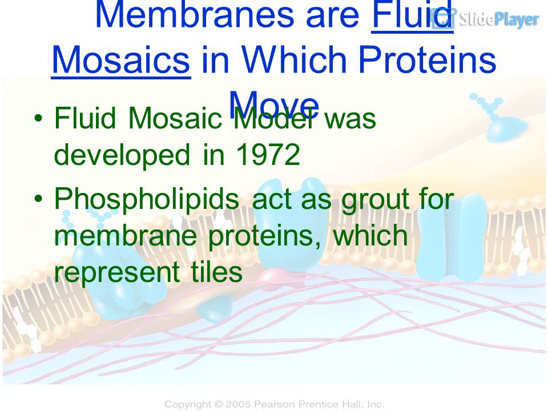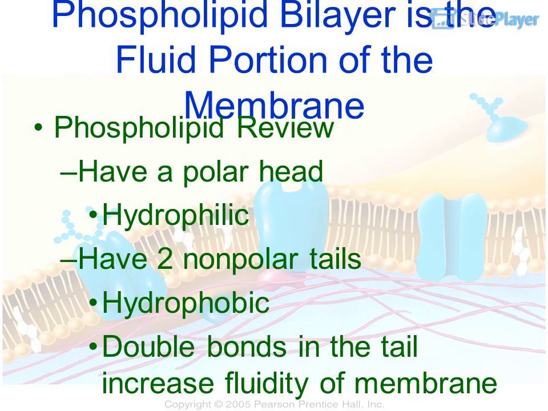The fluid mosaic model was developed in 1972. Phospholipids act as grout for membrane proteins, which represent tiles. The phospholipid bilayer is the fluid portion of the membrane.